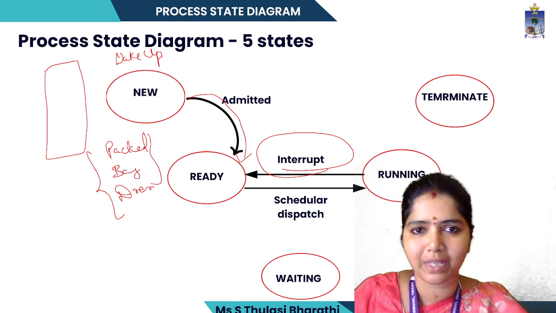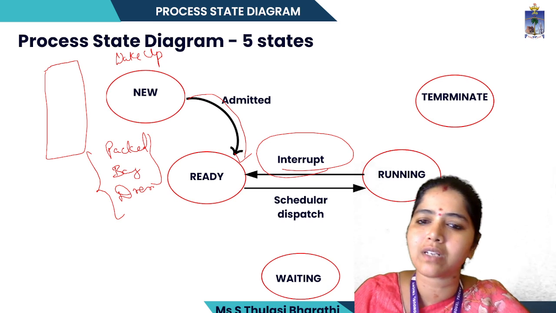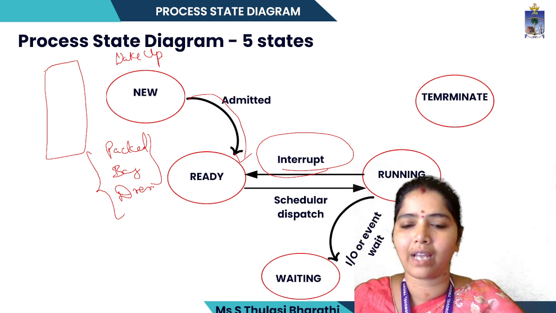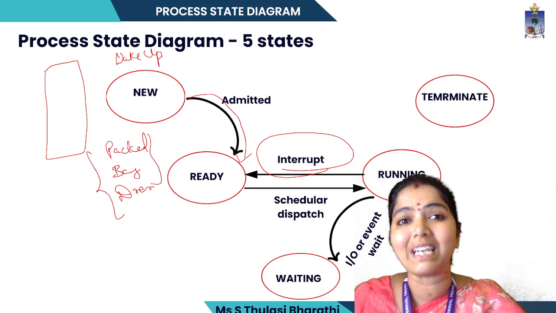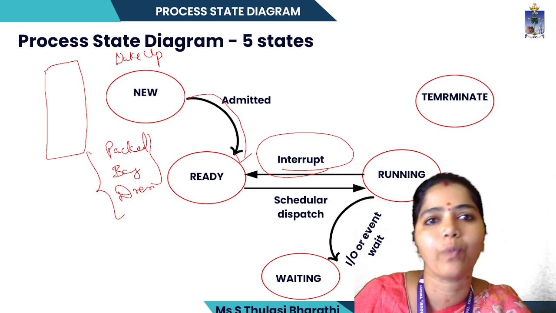This interrupt we will be studying in detail in the upcoming slide. Then what happens if the interrupt occurs? It comes back to the ready state. Then what happens if I am running, right? There was an input output being needed. I need my breakfast from my mother. What do I have to do? I'll be put in the waiting state.